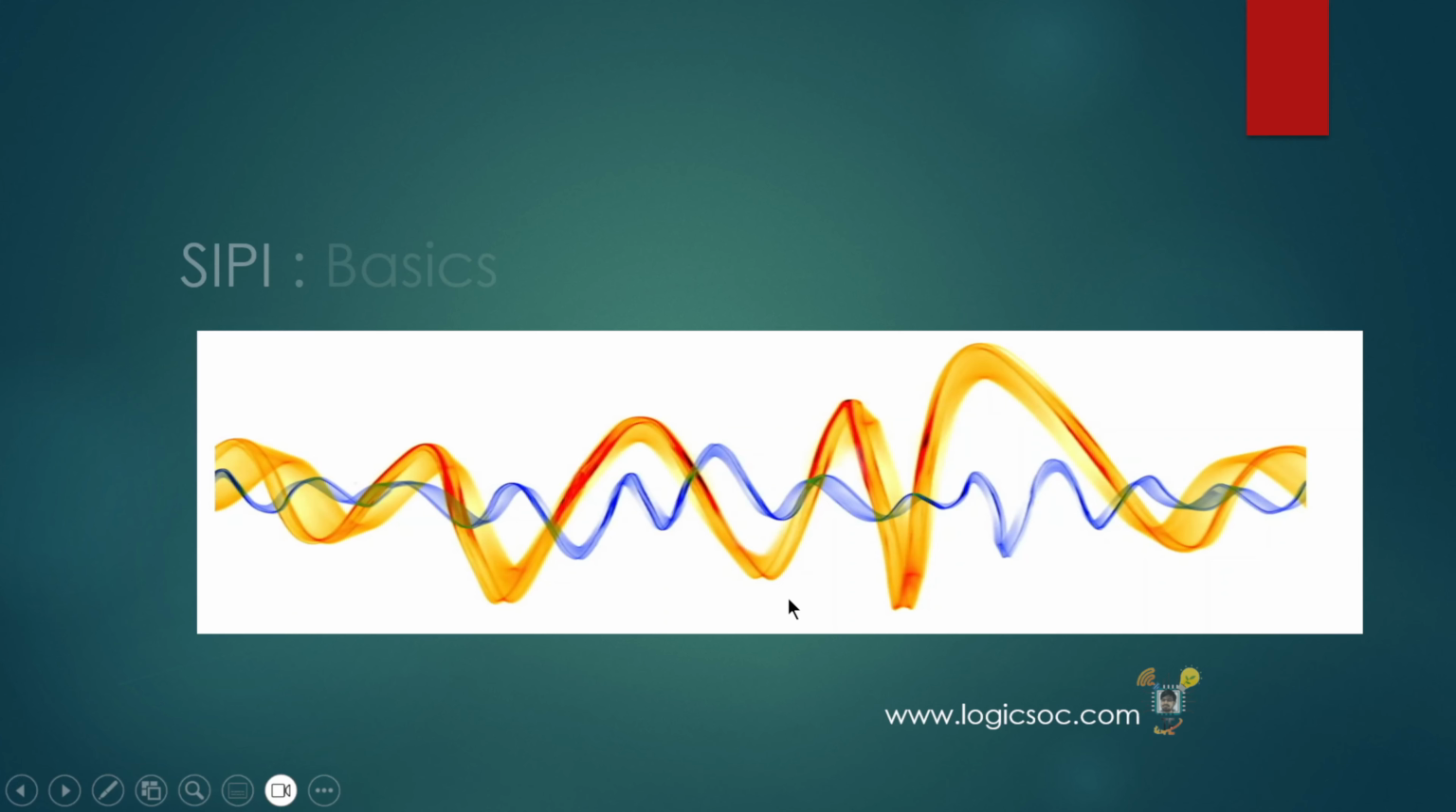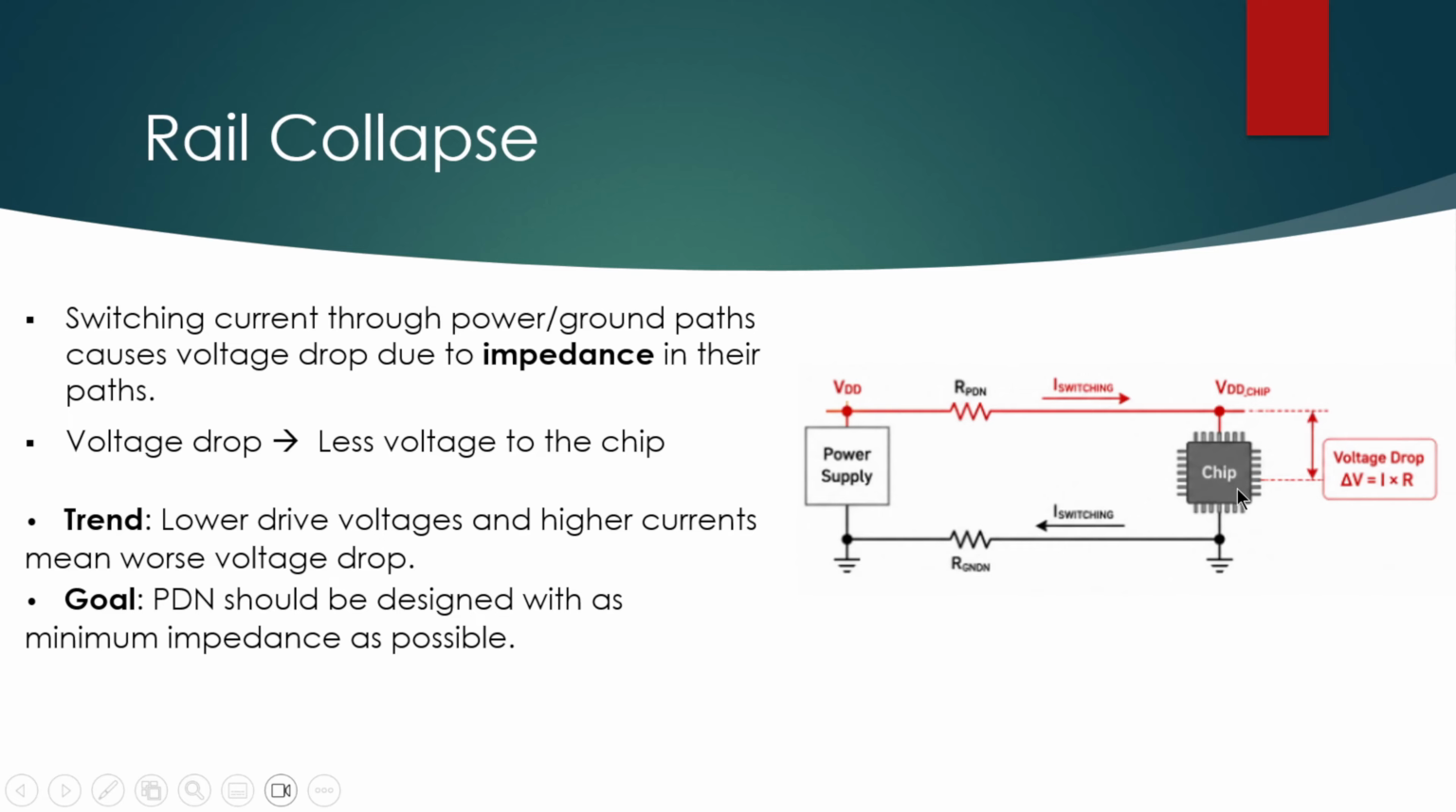When the currents through the power and ground path change as and when the chip switches its outputs or core gates switch, there will be a voltage drop across the impedance of the power and ground paths. This voltage drop will mean less voltage gets to the chip, which will see a decrease or collapse of the voltage between the power and ground rails.